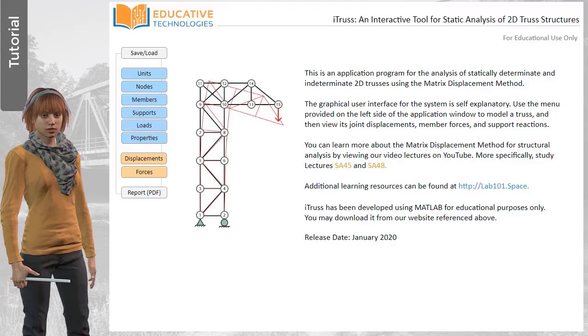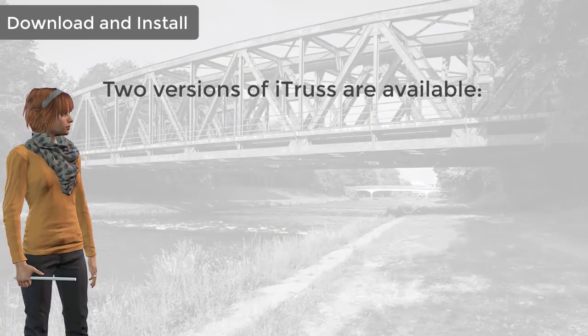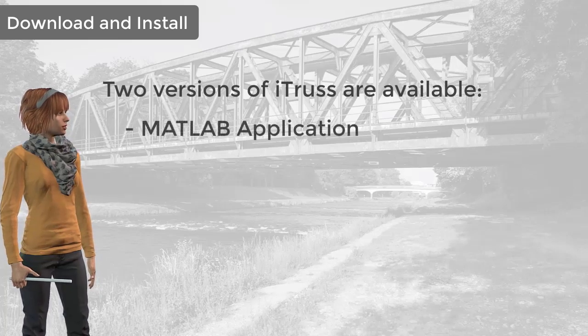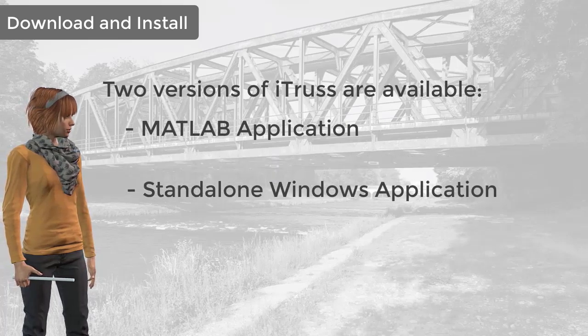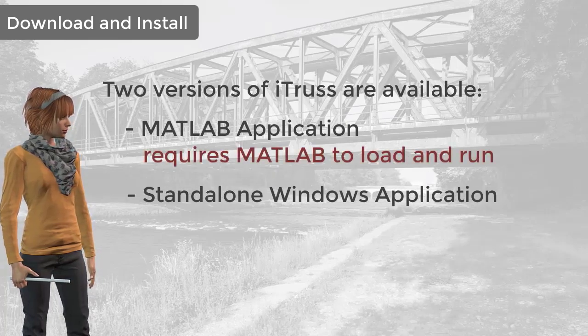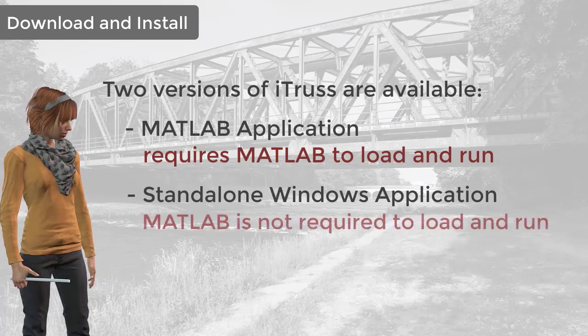Now that we know how to use iTruss, let's see how you can download it, install it, and run it. Two versions of iTruss are available for download, a MATLAB application version, and a standalone Windows application version. The first version, the MATLAB application version, runs inside MATLAB only. You need to have MATLAB on your computer to be able to run the iTruss MATLAB application. If you don't have MATLAB, you can install and use the standalone Windows version of iTruss.